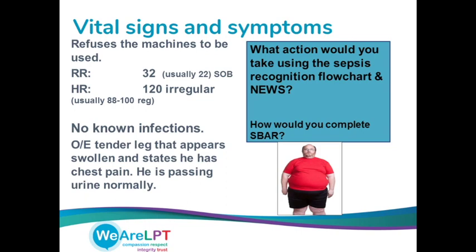Then there are no known infections. On examination, he appears to have a tender leg that appears a little bit swollen, but he is stating that he has chest pain. He has been passing urine normally. What actions would you take using the sepsis recognition flowchart and the NEWS sheet? How would you complete your SBAR?